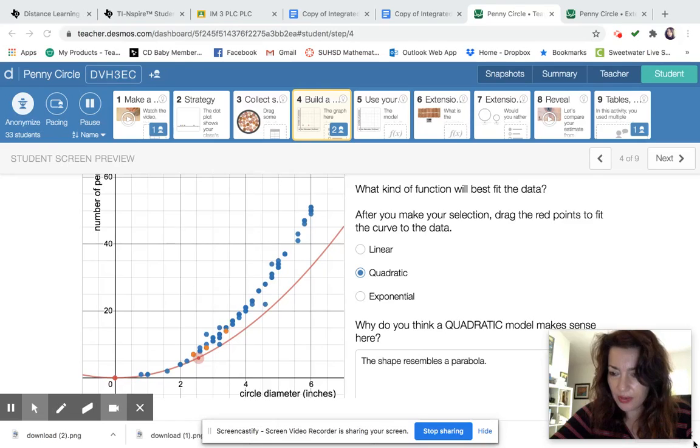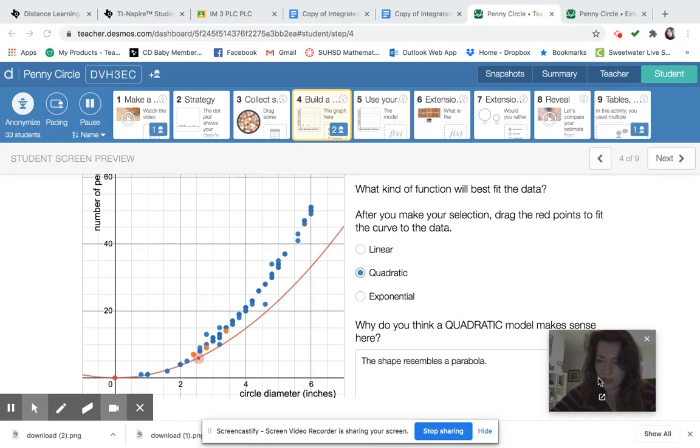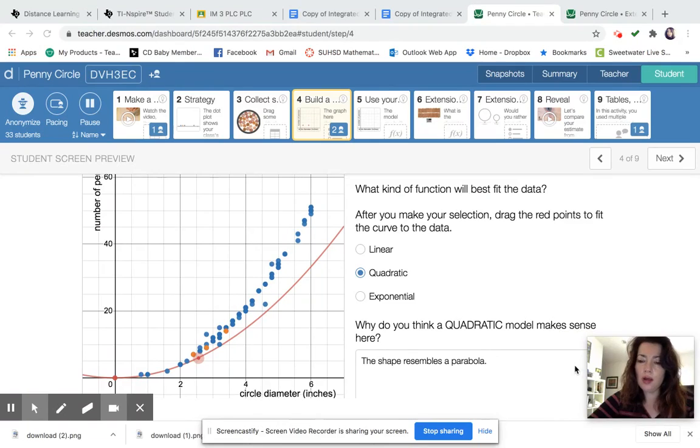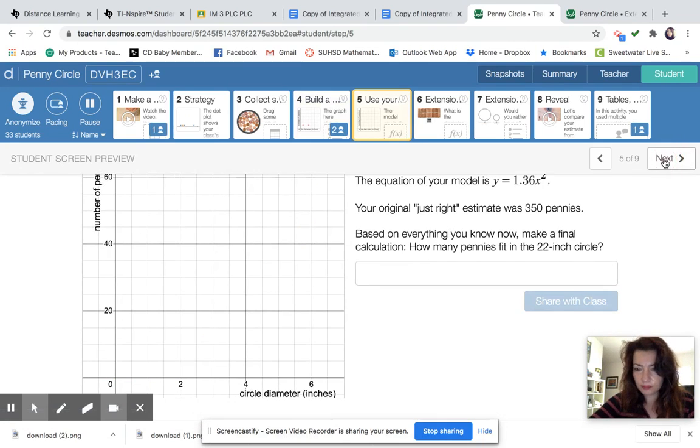Hi everyone. All right, so part B of the penny activity. What you were asked to do was to drag the red points to fit the curve. So you can try to do that as best as you can. When I drag it, I'm going to try to fit the data so it represents it as best as possible. So I'm going to try to see something maybe like that. And let's go ahead and see what happens next.